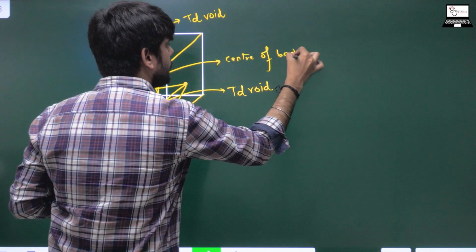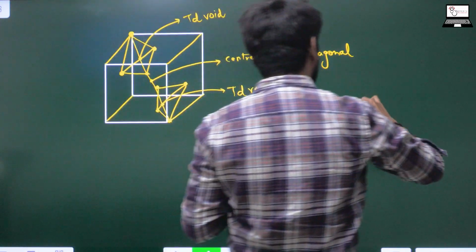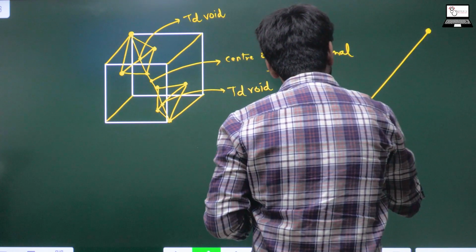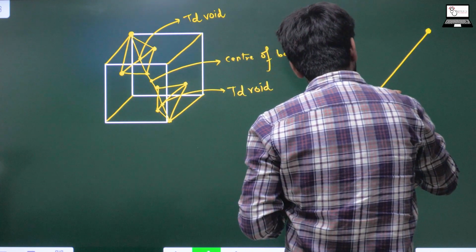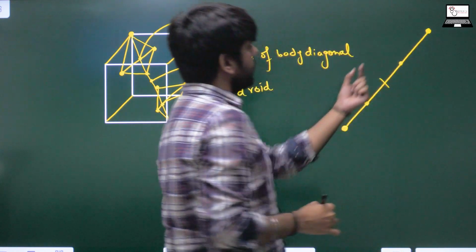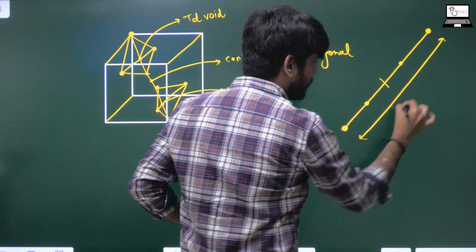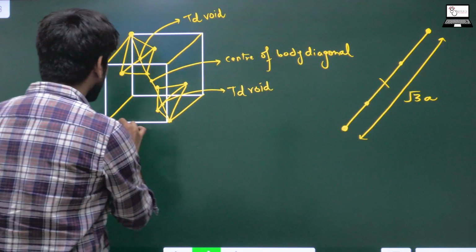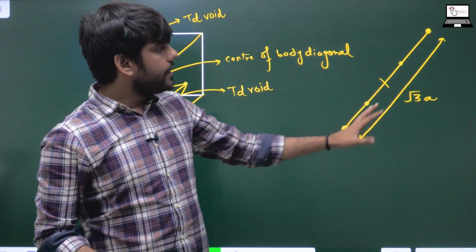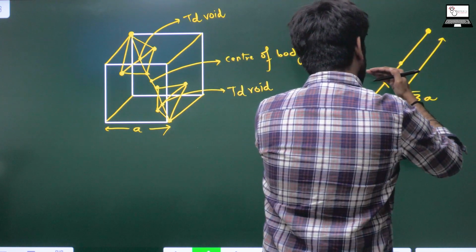So how to find out the relation? Let me take this body diagonal here. It is something like this. This is one atom at this corner. This is the other atom at this corner. This is the tetrahedral void. This is the center of the body diagonal, and this is another tetrahedral void. So if you see, this body diagonal is root 3a, if I consider a to be the edge of the cube. And you know that this is r plus r plus r plus r.